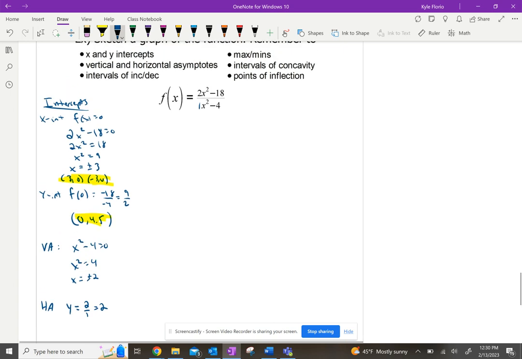And now we want to find out where the function is increasing and decreasing. So we need the derivative. So there's going to be a good amount of algebra here.